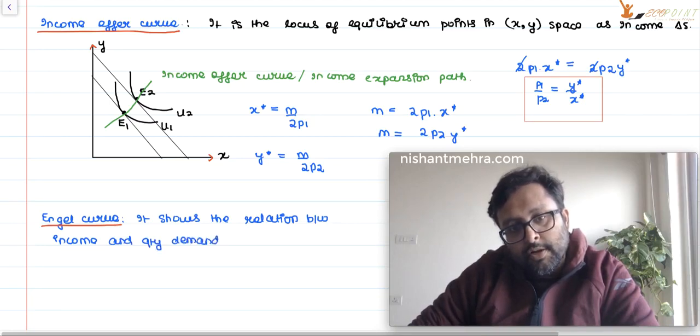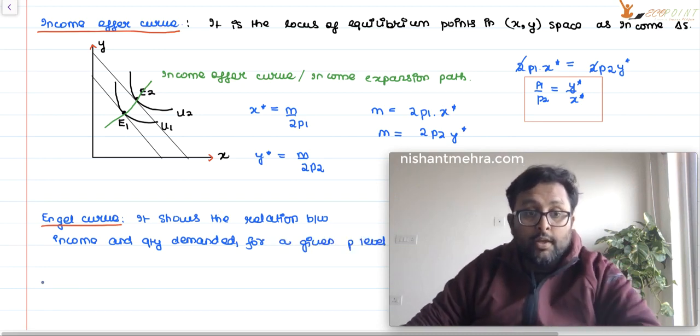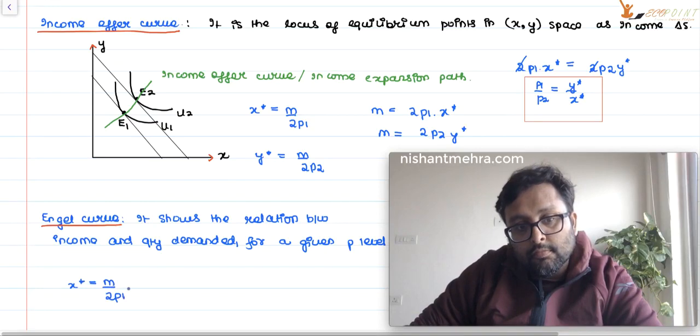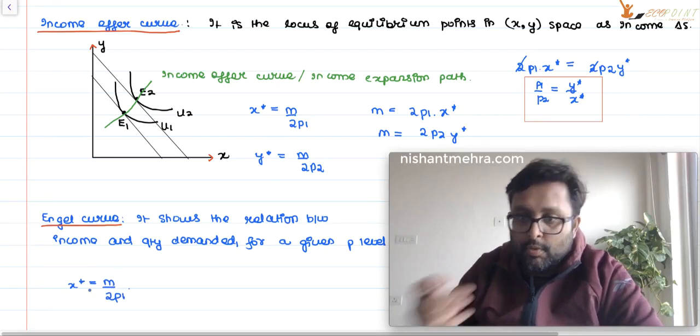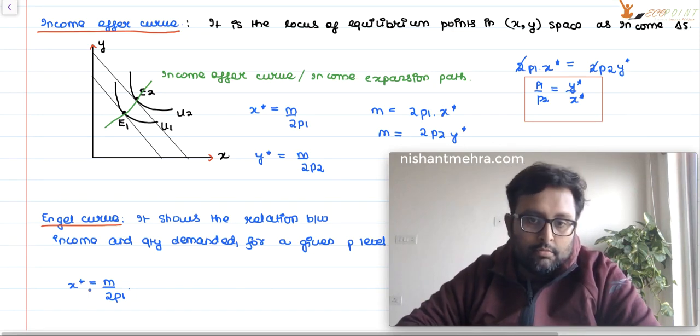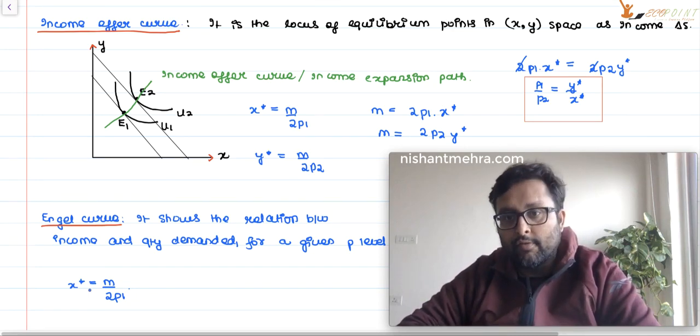Income and quantity demanded for a given price level, right? Well, you've already derived x star is m by 2p1. This is the expression of the Engel curve for a given level of price.